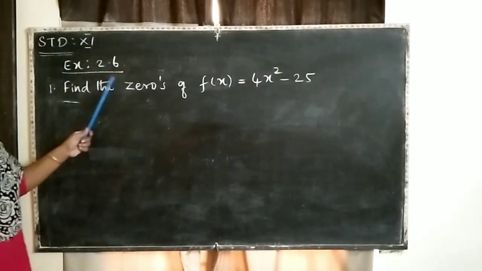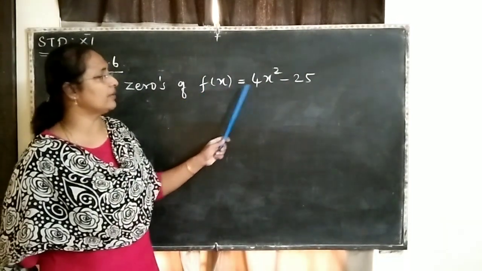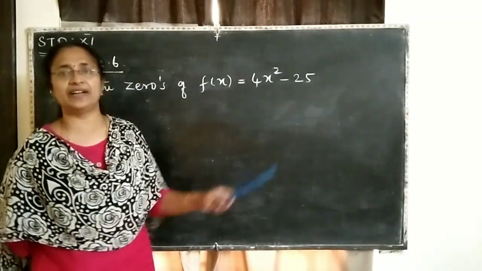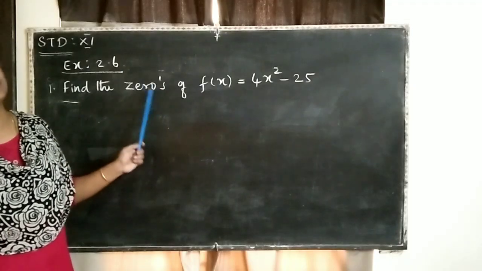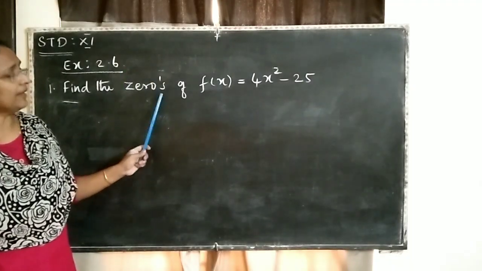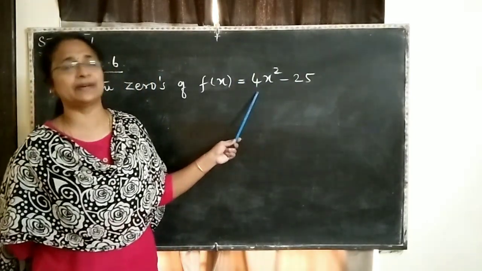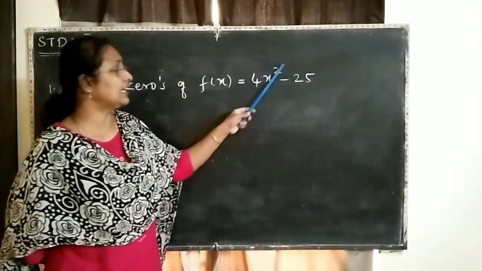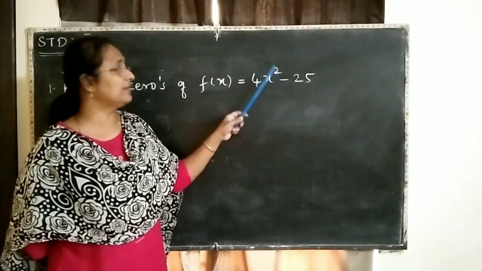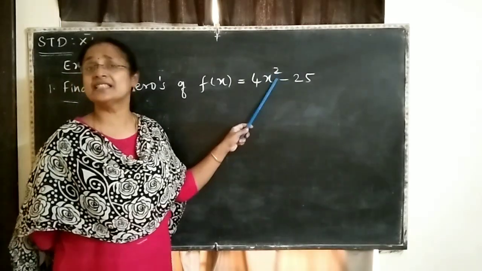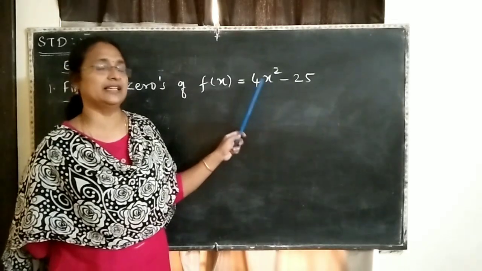Okay students, now let's discuss the first sum, very simple sum. Find the zeros of f of x is equal to 4x square minus 25. Now look into this, I told you what is meant by a 0, isn't it? X value is termed as 0. Now very important, look into this expression. Of course it is a polynomial expression, very specifically the highest power, that is the degree of this expression is 2. So if the degree of the expression is 2, what is the polynomial expression named as? It is quadratic polynomial. Is it or no?